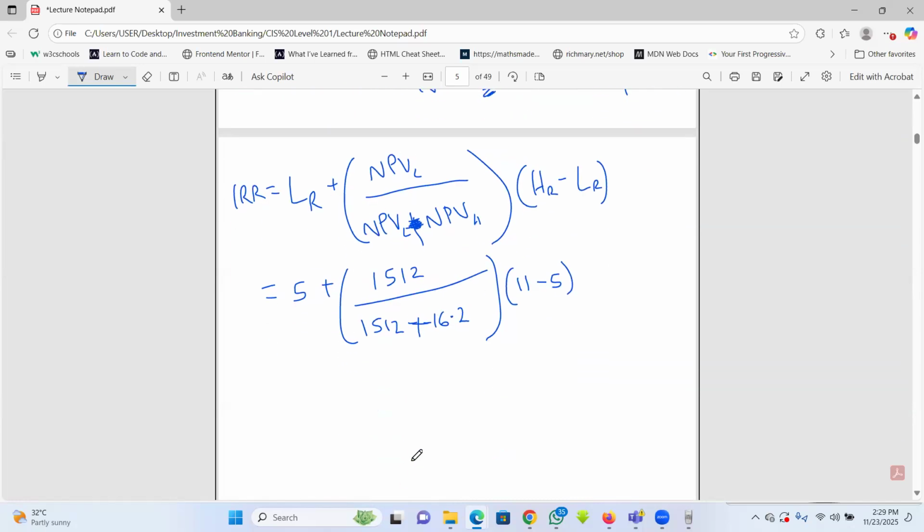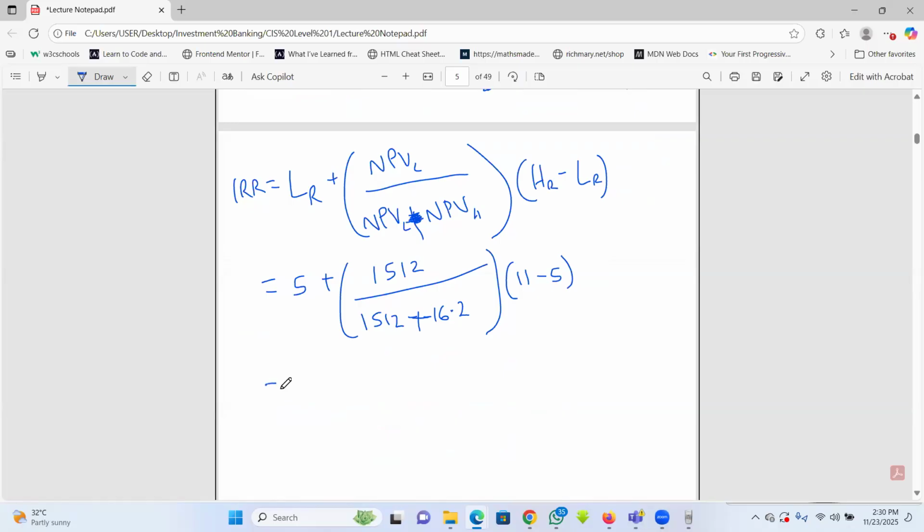Are you with me? So moving on, this becomes 5 plus 1512. What does this give you? 1528.2. Then multiplied by what? 6. So do this for me quickly: 1512 divided by this value multiplied by 6, then you add 5 to it. That's the value of your IRR. What does that give us?